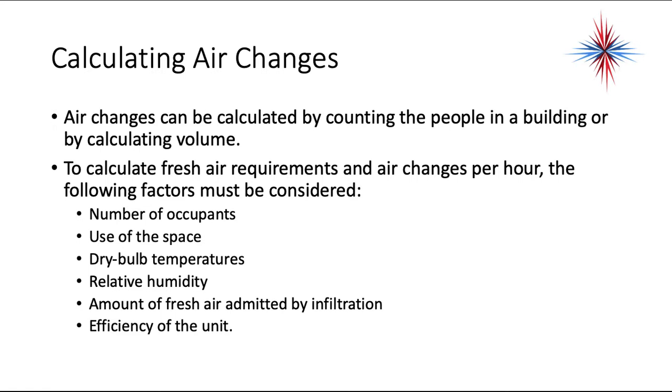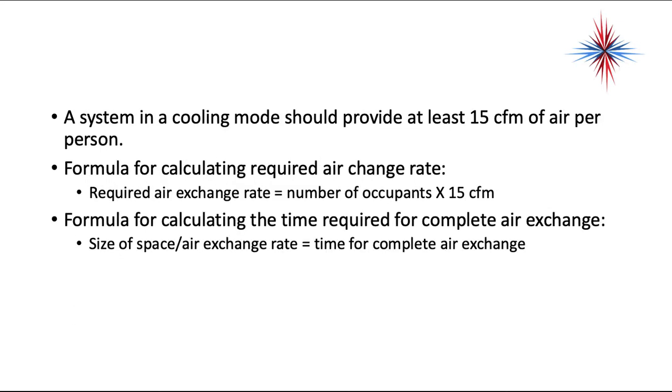Air changes need to be calculated by counting the people in a building or calculating the volume of the space. To calculate fresh air requirements and air changes per hour, the following factors must be considered: number of occupants, the use of the space, the dry bulb temperatures, the relative humidity, the amount of fresh air emitted by infiltration, and the efficiency of the unit. A system in cooling mode should provide at least 15 CFM of air per person. That's 15 cubic feet per minute of air per person in the building.